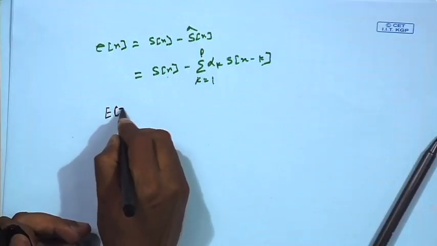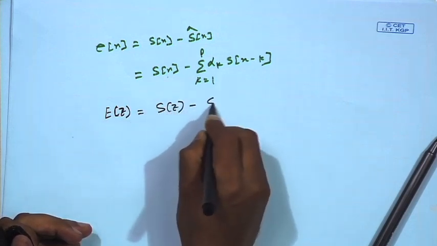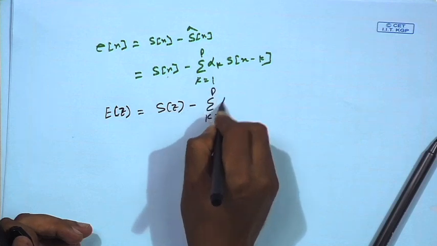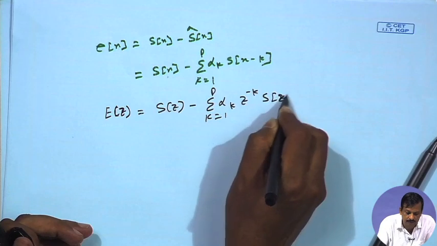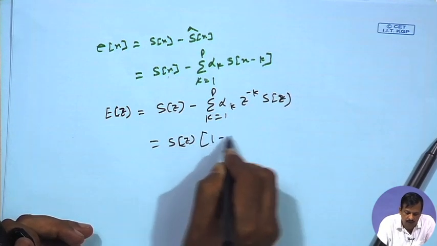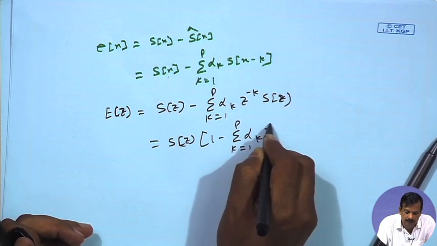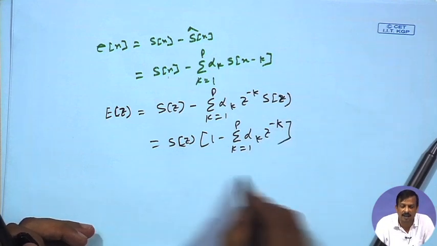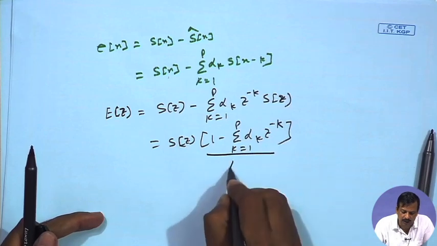So, in the z domain, E z is nothing but S z minus the sum over k equal to 1 to p of alpha k z to the power minus k S z. So, I can say S z times 1 minus the sum over k equal to 1 to p of alpha k z to the power minus k. Let us write that this portion, 1 minus the sum of alpha k into z to the power minus k, is nothing but A z.